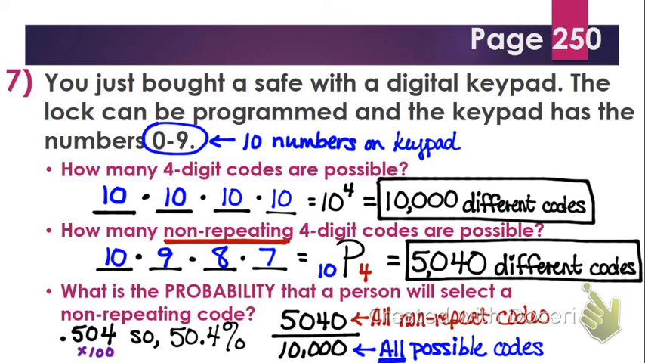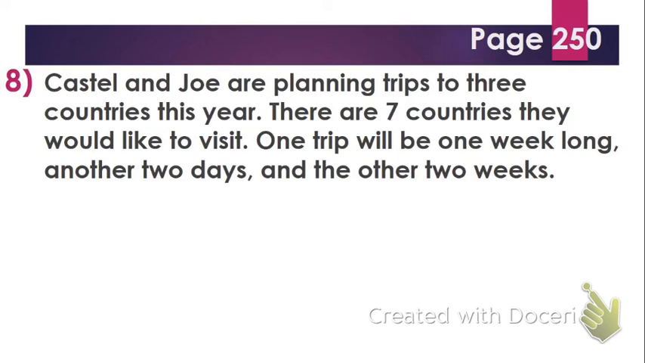Let's do one more for today, and then we'll shut it down. And we'll keep practicing with these tomorrow. Castile and Joe are planning trips to 3 countries this year. There are 7 countries that they would like to visit. One trip will be 1 week long, another will be 2 days long, and the other will be 2 weeks long.